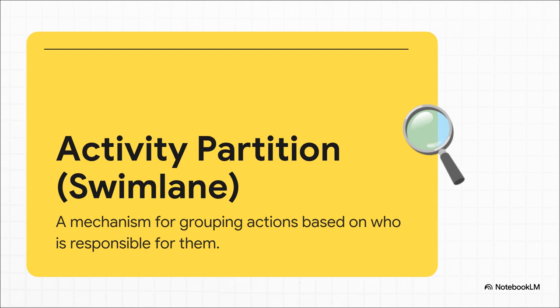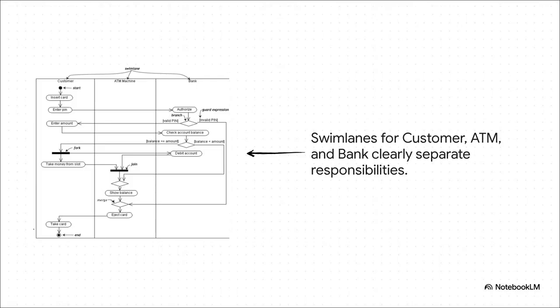A swim lane is just a column or a row in the diagram that groups all the actions performed by a single entity, whether that's a person, a department, or some other system. This final diagram really puts it all together. The withdraw cash process is divided into 3 distinct swim lanes, clearly assigning every single action to either the customer, the ATM, or the bank. This structure makes responsibility immediately obvious.